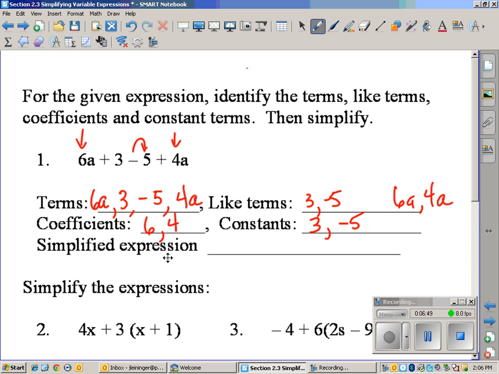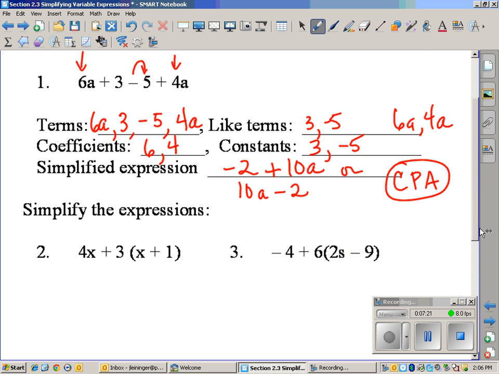So to simplify this expression, we combine our like terms. A positive 3 and a negative 5 is a negative 2. A positive 6a and a positive 4a is a positive 10a. Now you might have written this 10a minus 2, and that's perfectly fine. Which property do you think says that we can write that either way? I say it's the commutative property of addition.